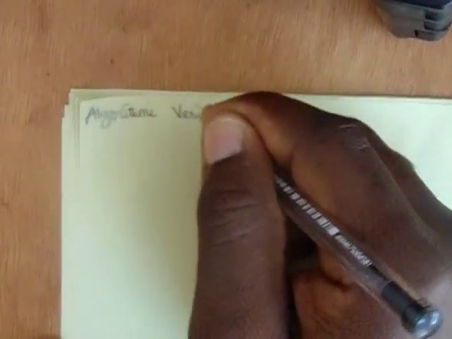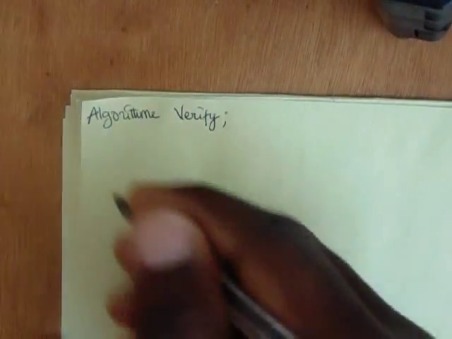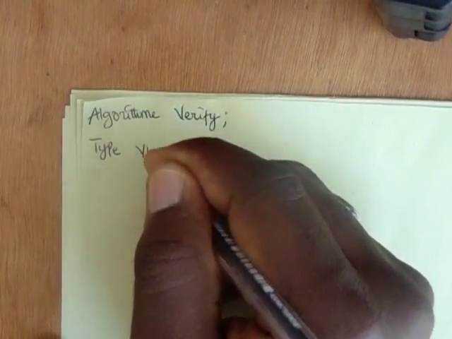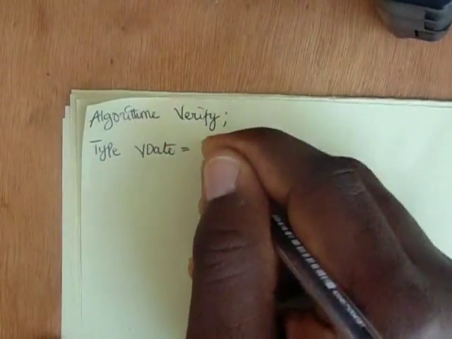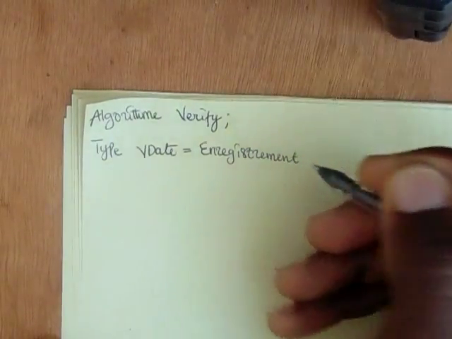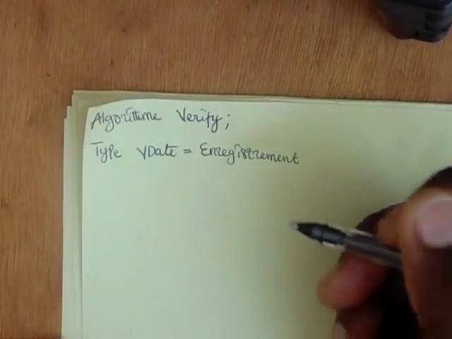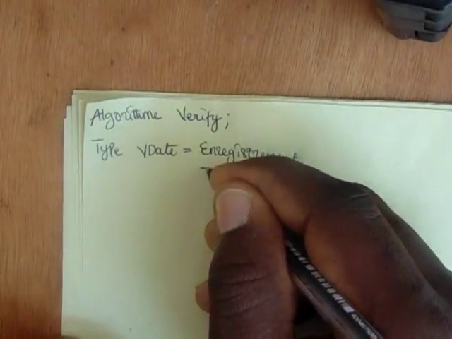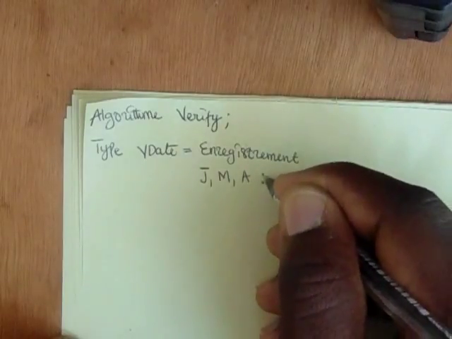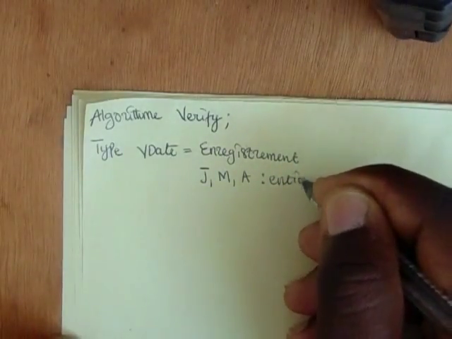So we'll start with the name as always. Algorithm verify, let's call it that. So the type, we'll call it vdate. What is it? A record. Now, what will be the field items of our record? The day, month, and the year. What are they? Integers, because they deal with numbers.